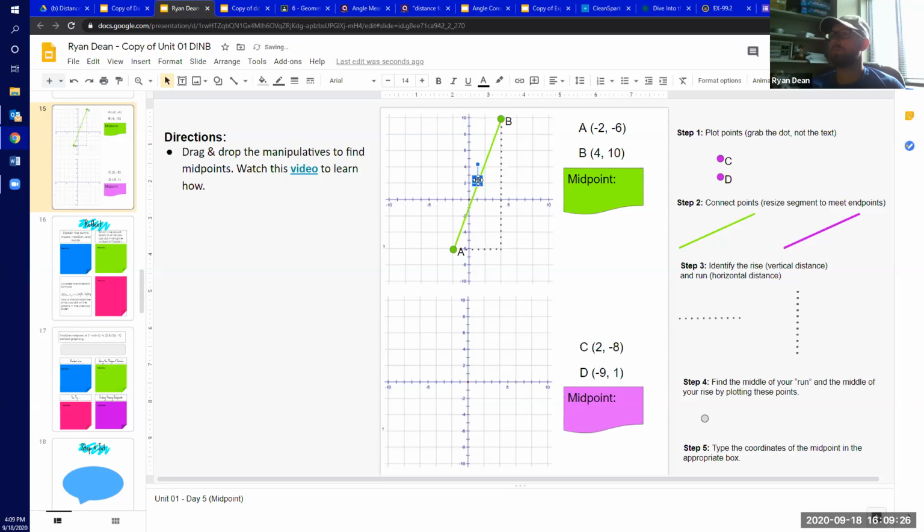Again, it's one of those things where it's hard for you to get it exactly correct. So it's about right there. It's close enough. So this would be my midpoint. You're going to do the same thing down here for this purple one. And all you're doing is just finding the average between the two points again.